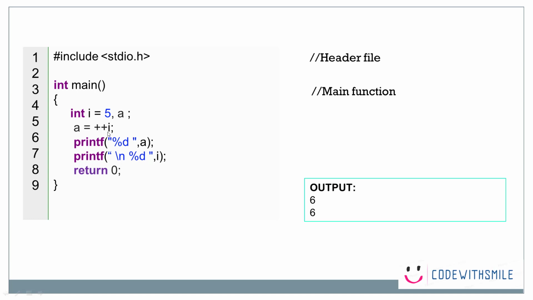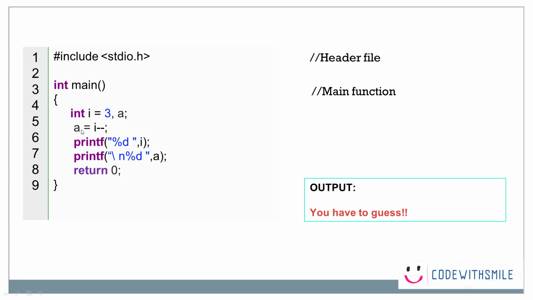We know that in the pre-increment operator, the value is first incremented by 1 and then assigned to the other variable. So the value of I will first be incremented by 1, that is 6, and then will be assigned to a. Therefore, the value of I becomes 6 and the value of a also becomes 6, which results in this output.